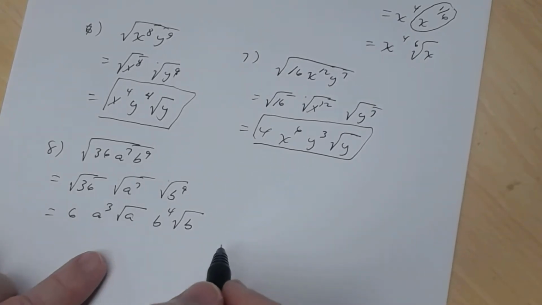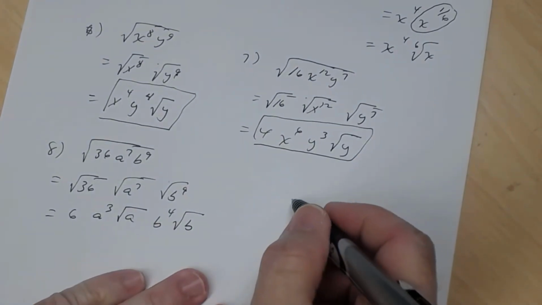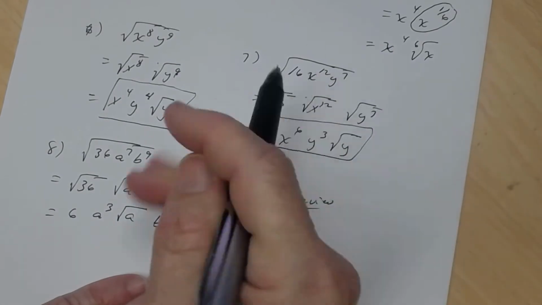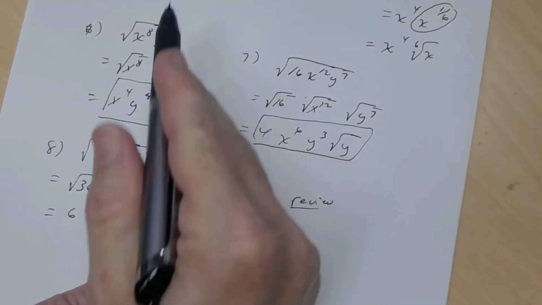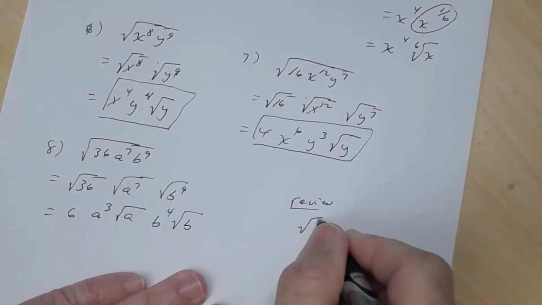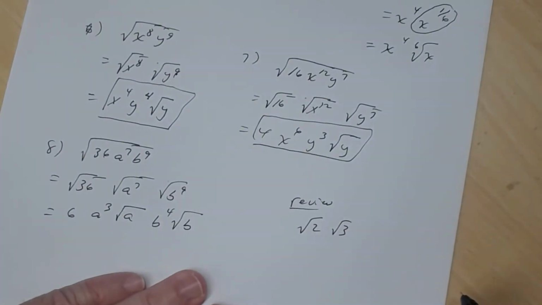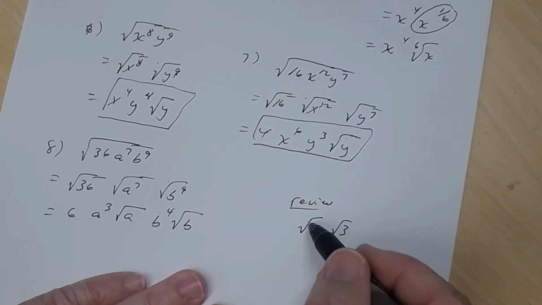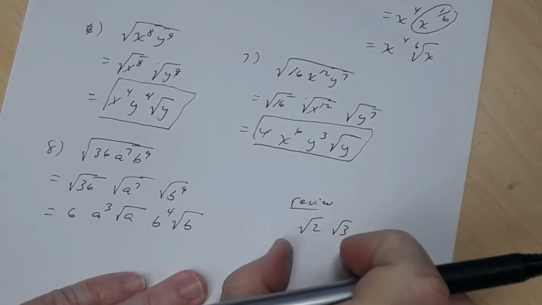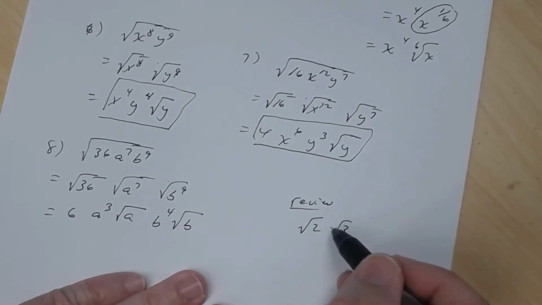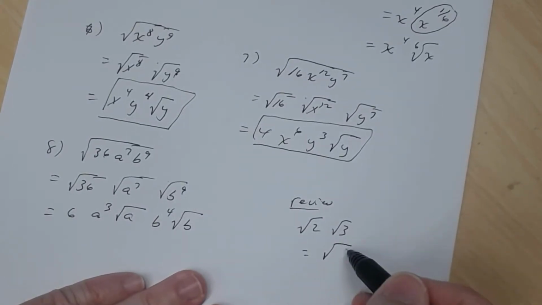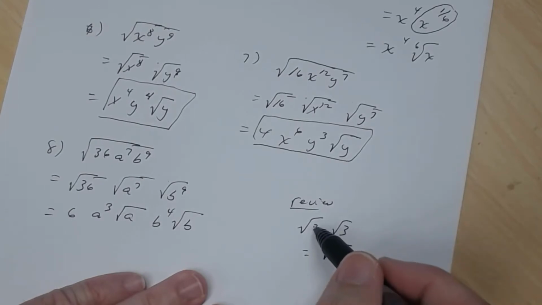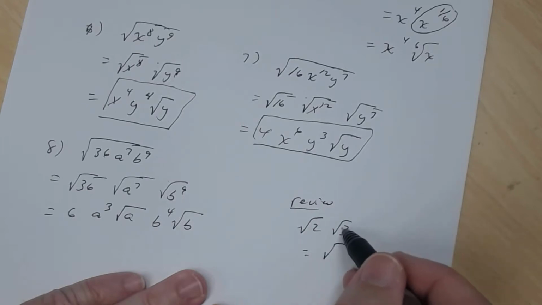All right, now let's talk about how to rewrite this. Let's kind of review something, and we've been talking about this somewhat through this process. If I have the square root of 2 times the square root of 3, since the indices are the same, see the index is 2, when you multiply radicals and the indices are the same, you can write it as one radical. And so basically you're going to be multiplying the radicands together. So 2 times 3 is 6. So the square root of 2 times the square root of 3 is the square root of 6.